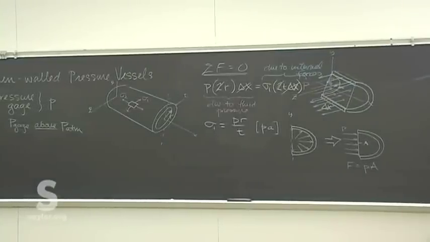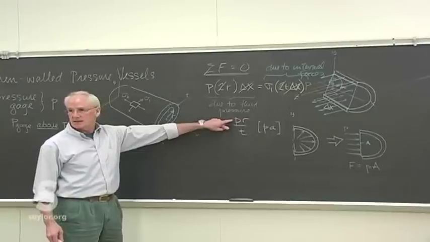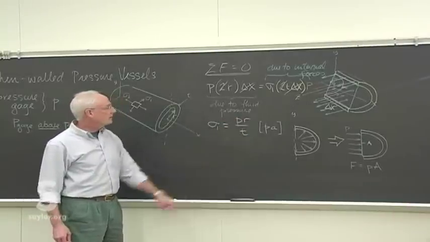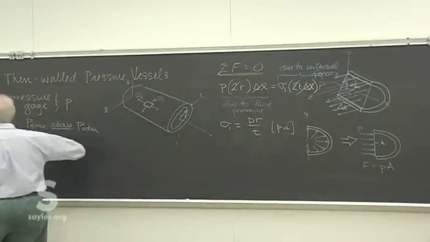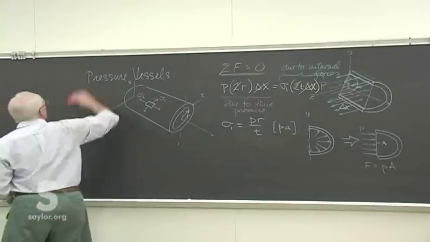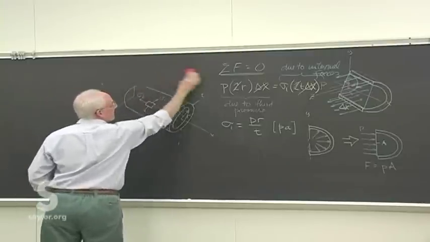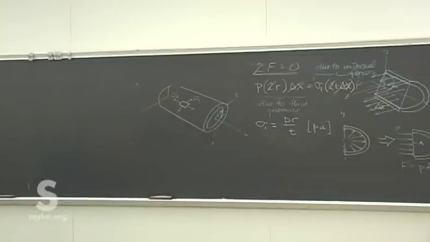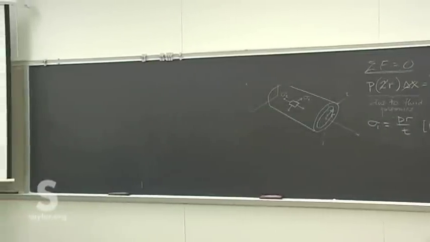And so that's the hoop stress. It's as simple as that. We need to know what the gauge pressure inside the tank is, and then actually multiply it by that ratio that we use to define the thin wall limit itself. So it's a pretty straightforward calculation there to find the hoop stress.